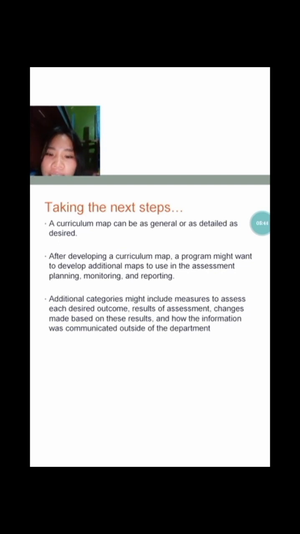Taking the next step. A curriculum map can be as general or detailed as desired. After developing a curriculum map, a program might want to develop additional maps to use in the assessment planning, monitoring, and reporting. Additional categories might include measures to assess each desired outcome, result of assessment, changes made on the result, and how the information was communicated outside of the department.